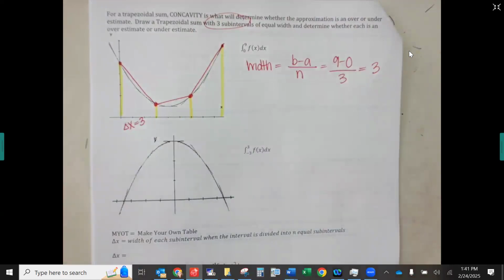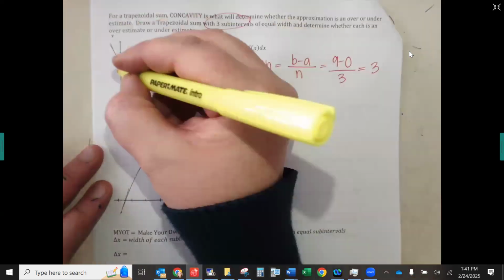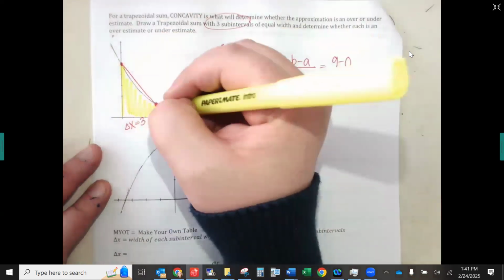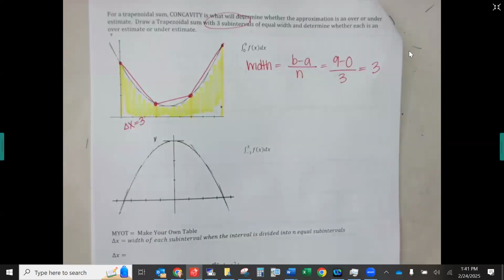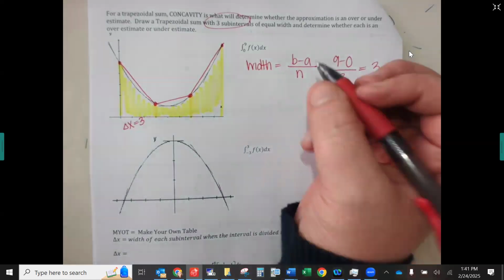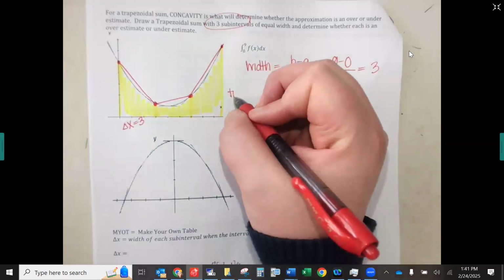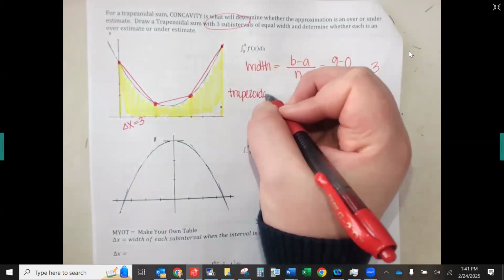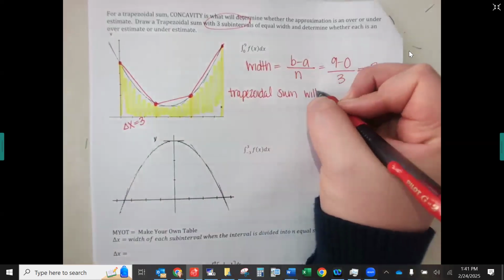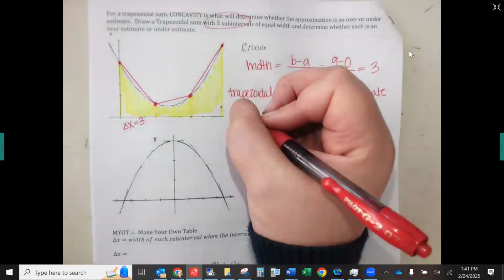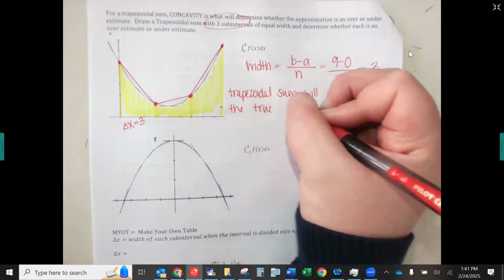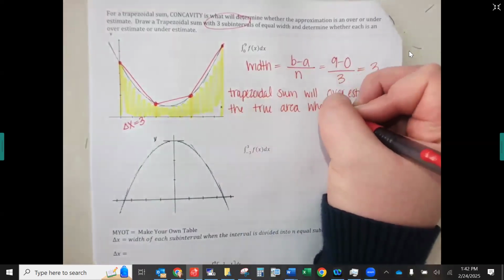Now remember, these trapezoids are estimating the exact area under the curve. So I'm going to shade that in for you here. Okay, this is my exact area under the curve. How do my trapezoids compare? Are they too big or too small? They're too big. Very good. So we're going to put here that your trapezoidal sum will overestimate the true area when.